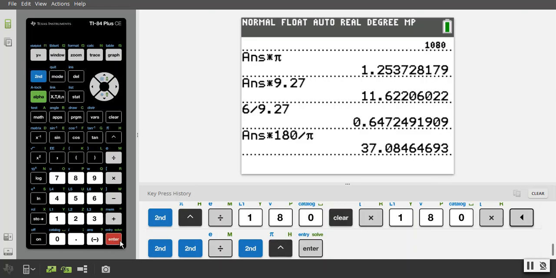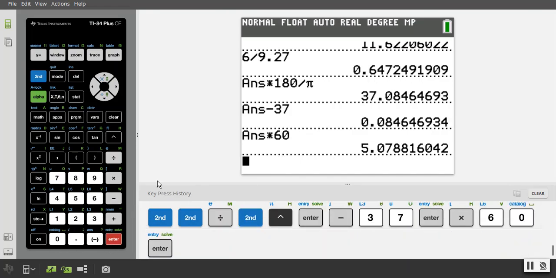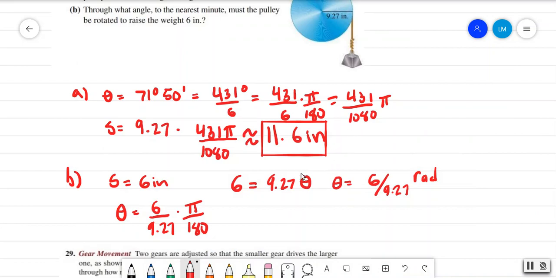Okay. So that's going to be 37.08, but remember that it's to the nearest minute, so let's peel away the 37 and then multiply by 60. And to the nearest minute, that's basically 5 minutes. So you have that it's going to be 37 degrees.